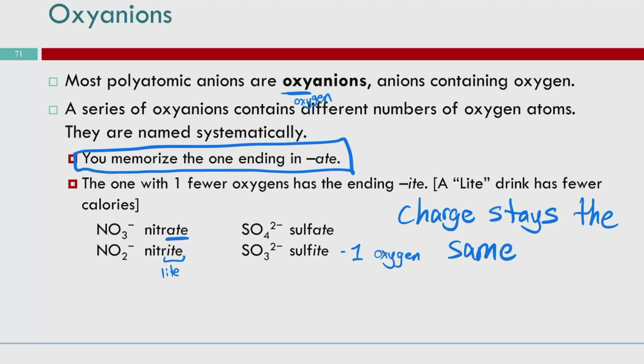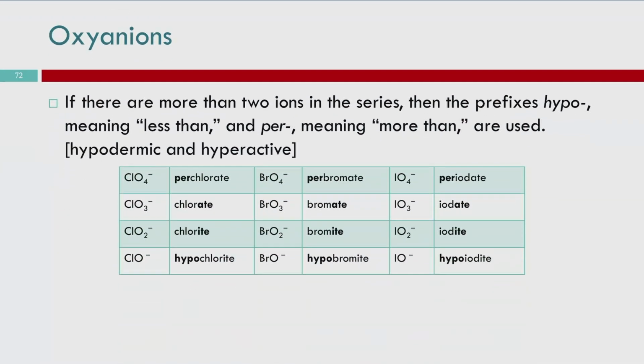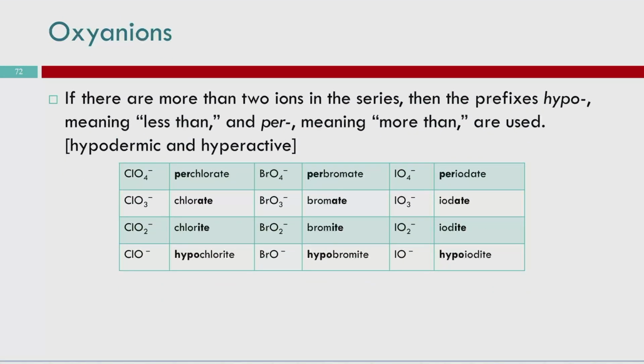We can also add prefixes on. So we've got a couple of other options. If there's more than 2 ions in a series for these oxyanions, we've got the prefix hypo, which means less than, like in the word hypoallergenic, things that give you less of an allergic response. Great if you're allergic to that particular thing. Hypoallergenic cats or dogs or perfumes.